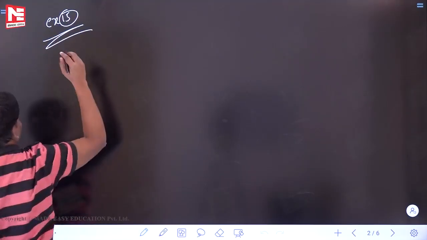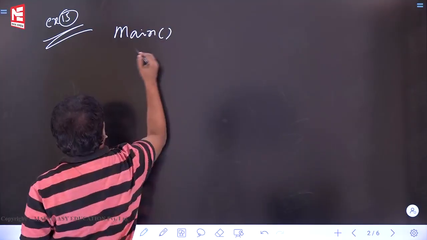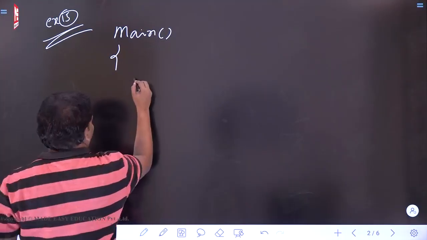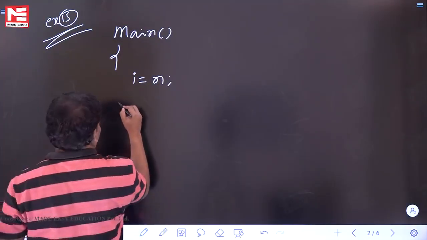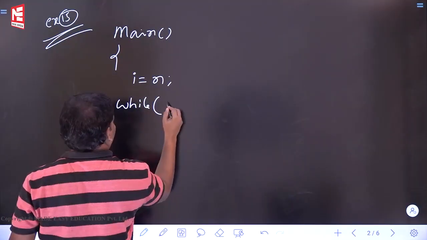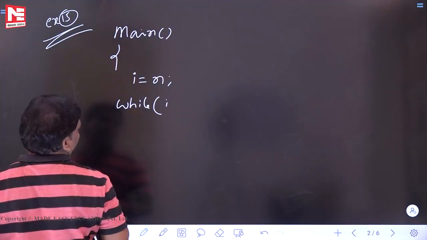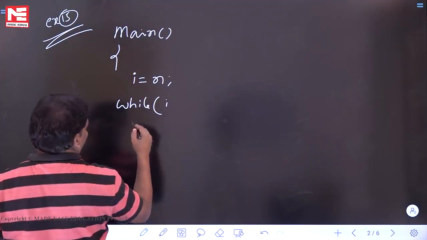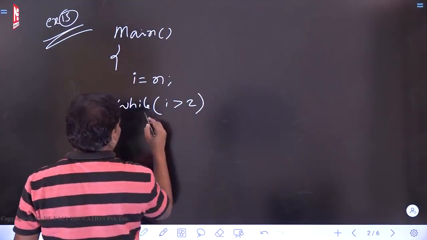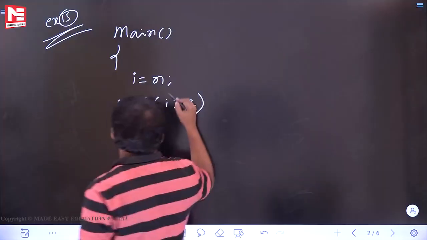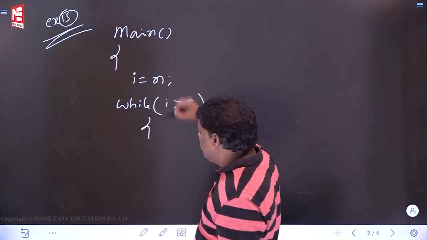See this also nice problem. Please see this. I is equal to n. See the answer. While I greater than 2. So can you help me with one small line? I started from a big number or a small number? Big number. If it is a big number, you have to decrease.